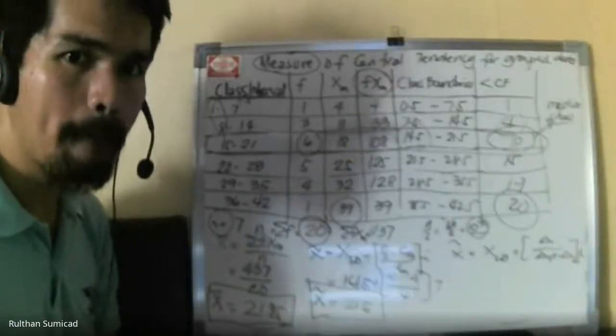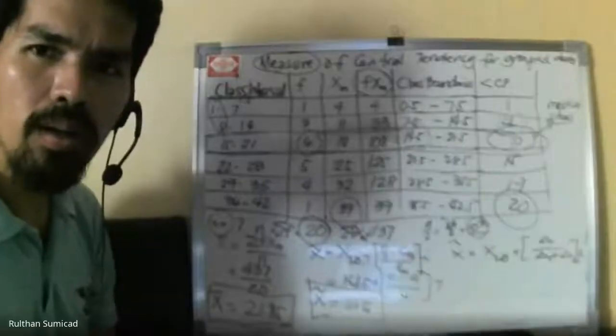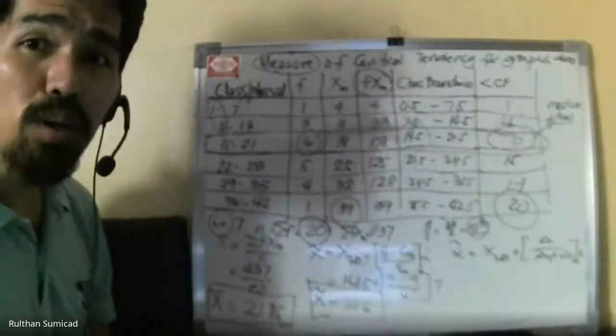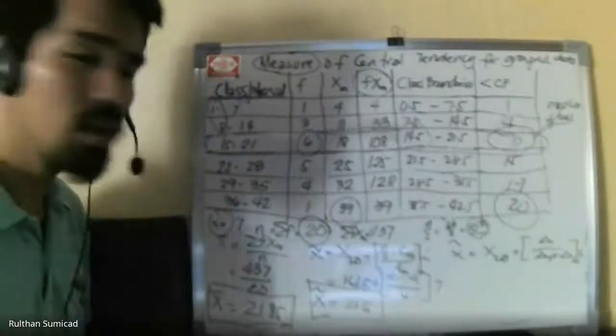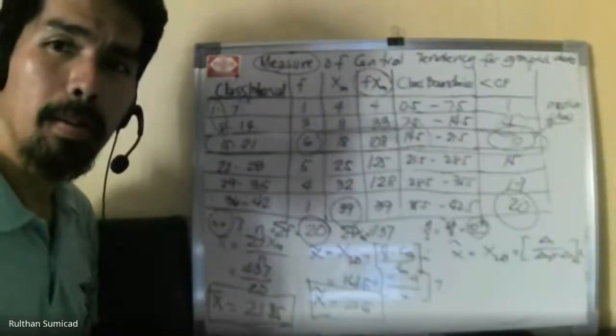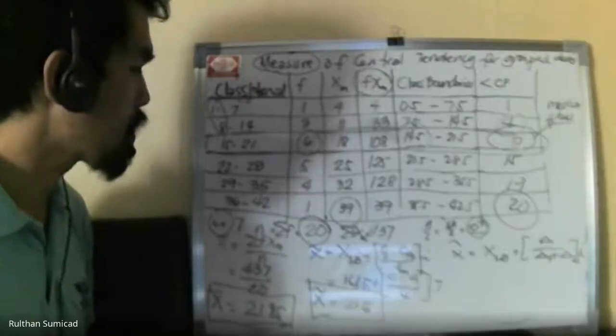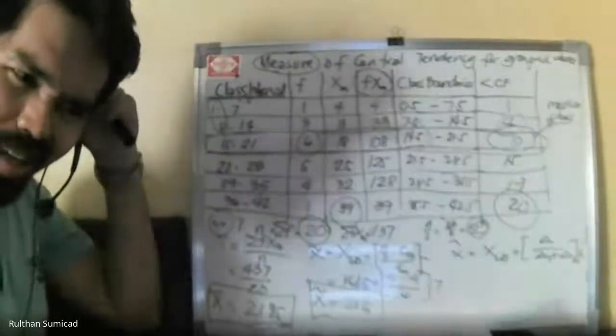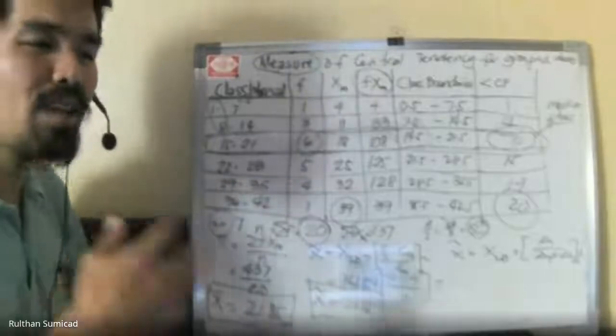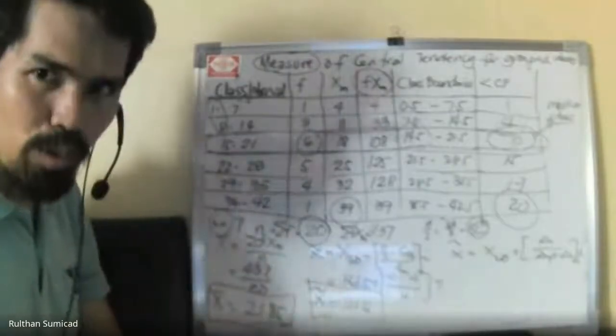One, sir. What do you mean one? Our modal class is one? We don't even have a class interval here with one. How did you get one? From the frequency, sir. This one? I'm asking you, what is the definition of mode?